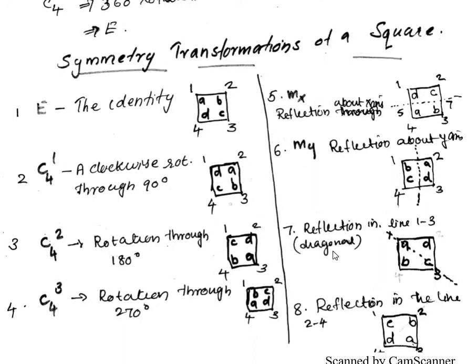So this is usually represented by sigma U, and this is sigma V, that is reflection in the line 2, 4. So B, D unchanged, and C and A interchanged. So this is the square after this reflection in the line 2, 4.